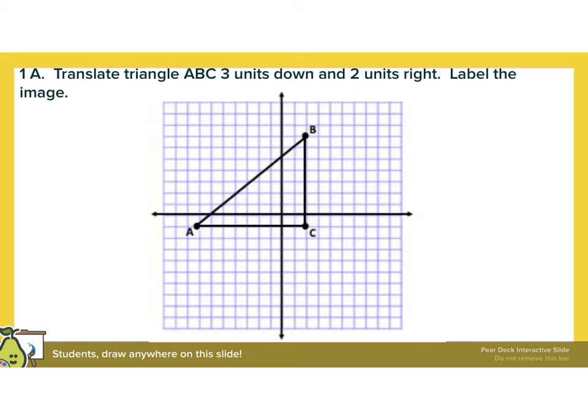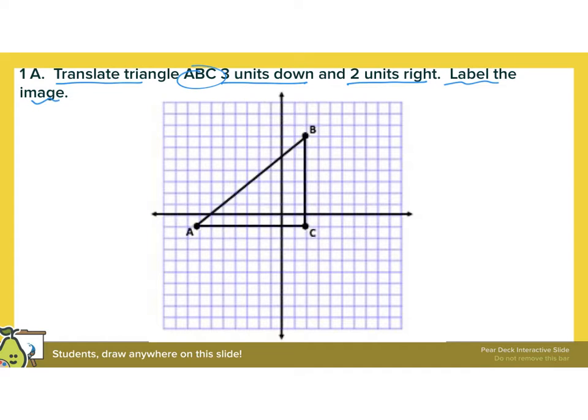Okay, so for this problem, we need to translate triangle ABC 3 units down and 2 units right, and then we need to label the image because remember they have graphed the pre-image. So I'm going to take each point and I'm going to move it down 3 and right 2.